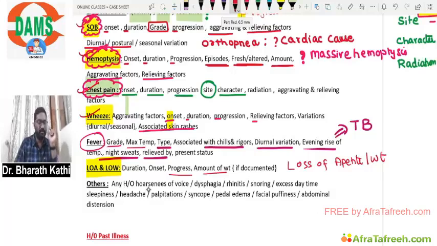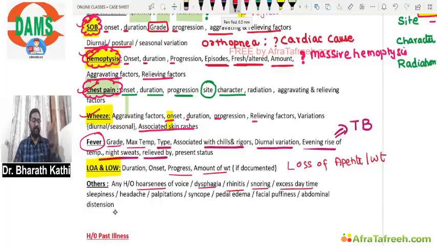whenever there is a respiratory disease, you should ask about any history of hoarseness of voice, dysphagia, any rhinitis, any snoring, any excess daytime sleepiness. Again, excess daytime sleepiness is a feature of obstructive sleep apnea. Why excess daytime sleepiness?